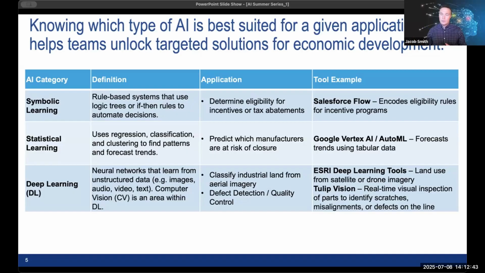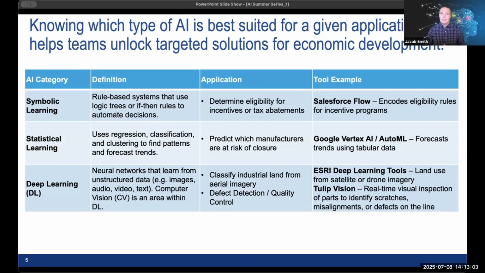Tools like Salesforce Flow allow you to encode those types of rules in a rule-based system that can help automate that process in some way, shape, or form. For the statistical learning piece, maybe we already talked about this example, predicting which manufacturers are at risk of closure.